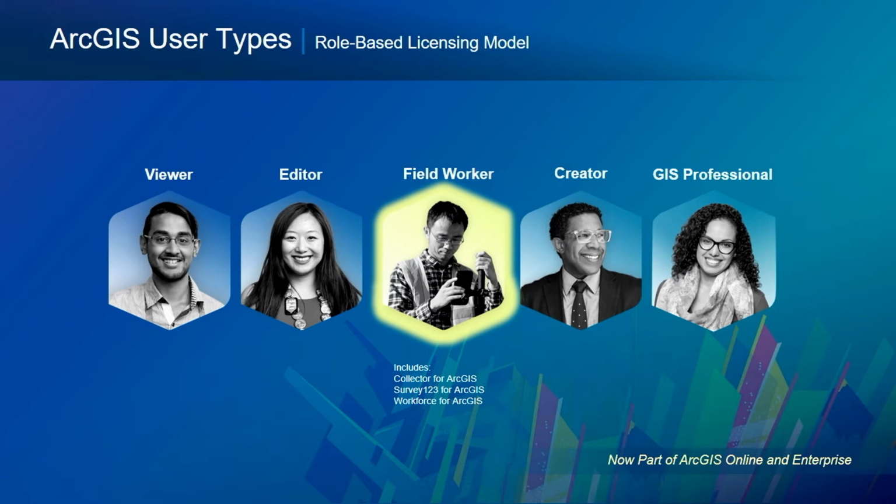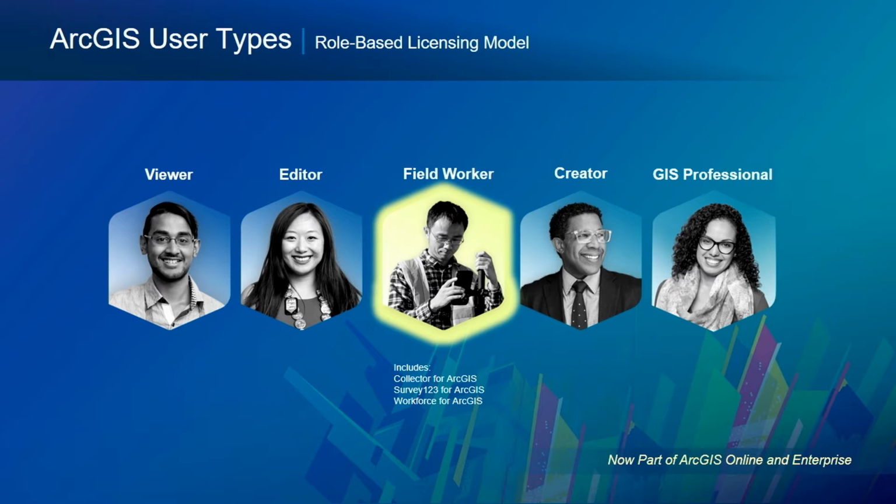And so we've got viewers and editors and field workers and creators and GIS professionals, and you basically buy the license for what kind of work you do. So if you're a GIS professional and you need Pro and you need to be able to create things in your ArcGIS Online or Enterprise portal, you probably need that GIS professional license type. If you're just going out into the field and you really just use Collector, you might want to just buy the field worker user type. And yes, it is a little bit cheaper than the other two above it. So these user types are something that you're going to want to learn and know about as you get into the Esri ecosystem.